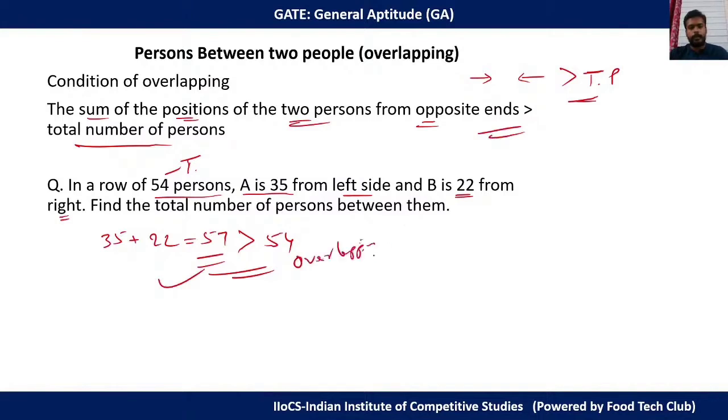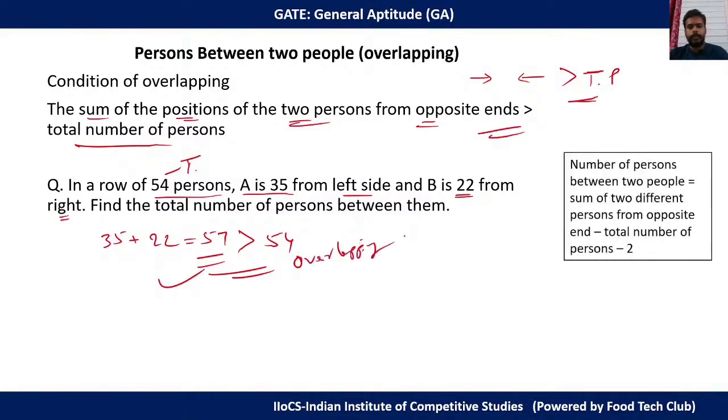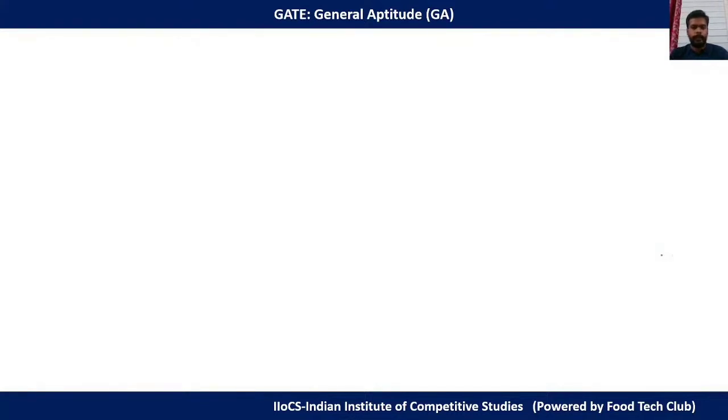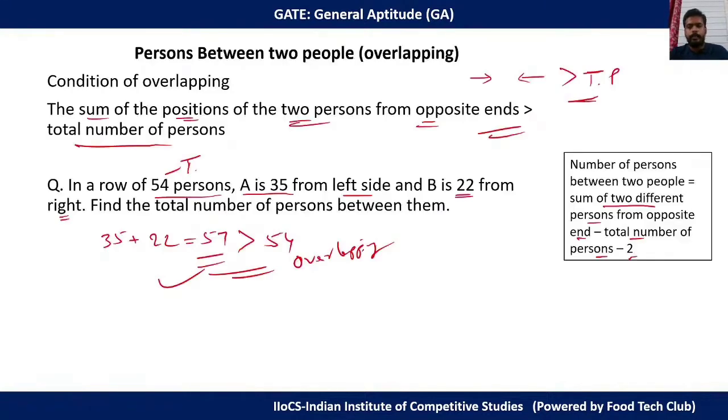Okay, fine. So in this condition, what formula will we use? Number of persons between two people will be equal to the sum of positions of two different persons from opposite ends minus total number of persons minus 2. Let me just make it a little bit easier and write the formula again.